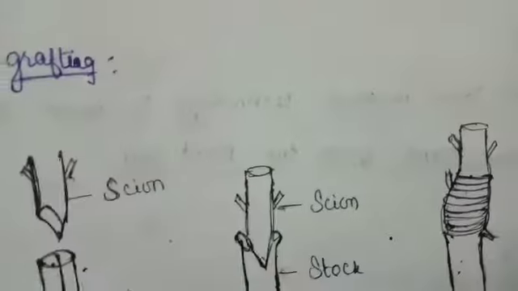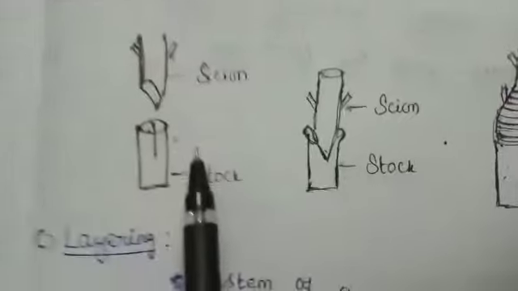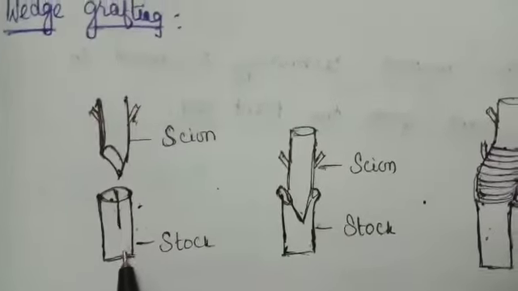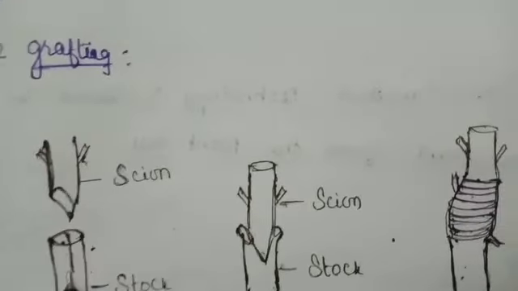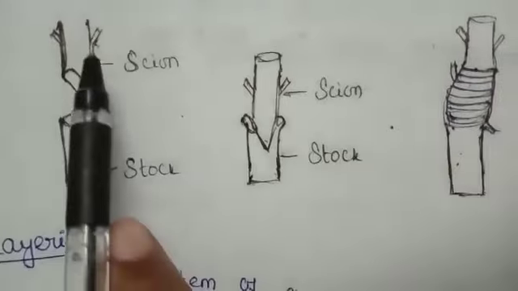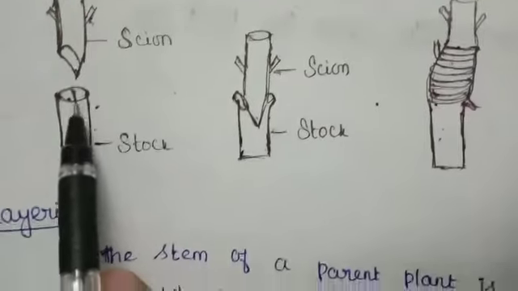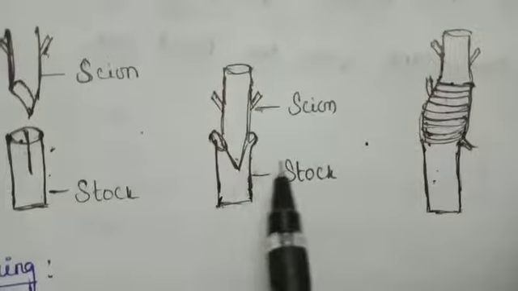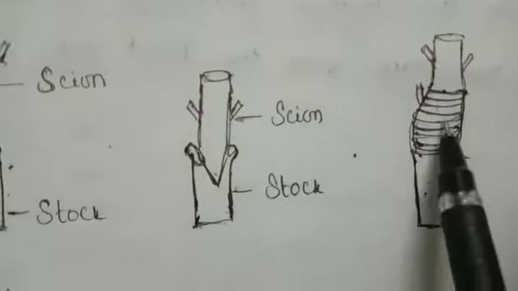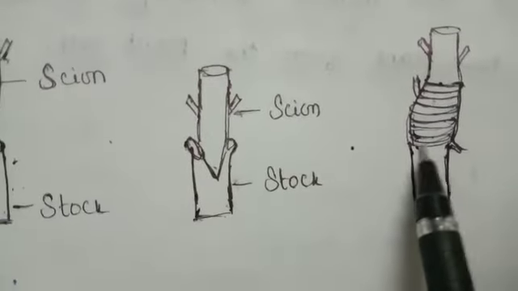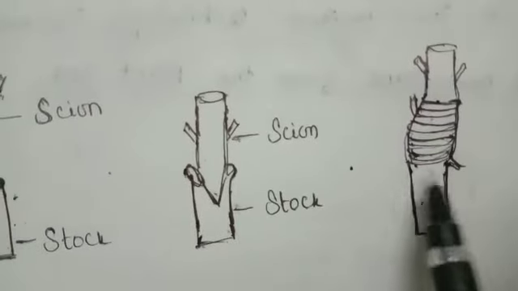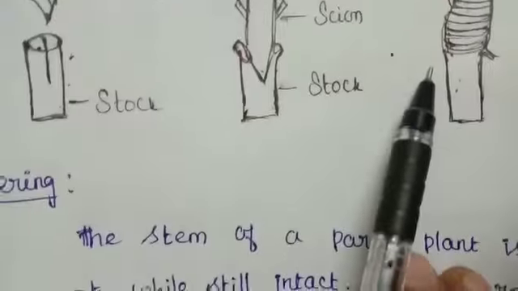Next, wedge grafting. In this method, a slit is made in the stock. A twig of a scion is inserted and tightly bound so that the cambium of the two is joined. So this is called wedge grafting.